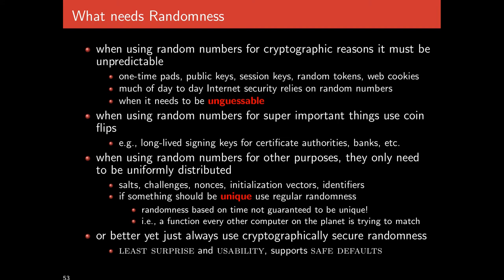When using random numbers for other purposes, they really only need to be uniformly distributed. So there are other concepts in security where we just need a random number, but it doesn't need to be unguessable. It just needs to cover the space of possible numbers more or less evenly. These are things like salts, challenges, nonces, initialization vectors, identifiers. And again, we'll talk about all of these concepts when the time comes.